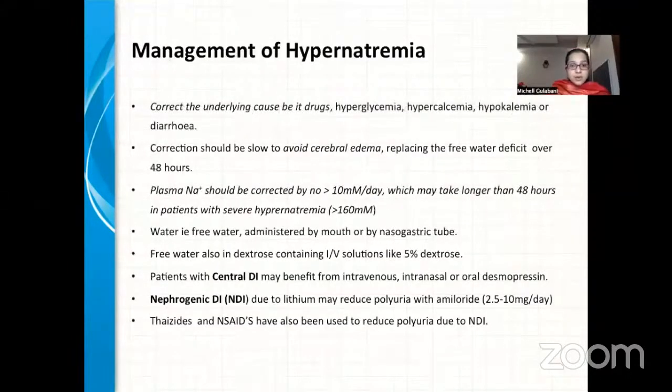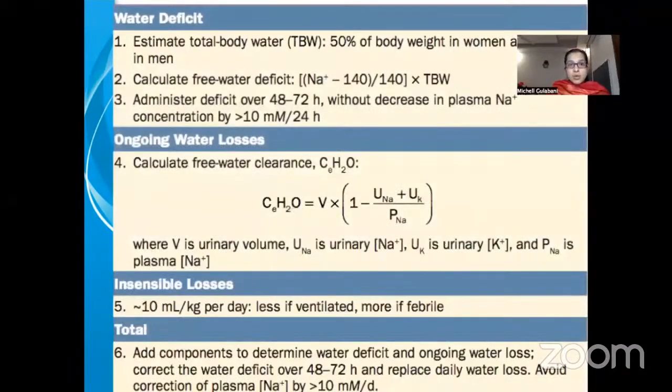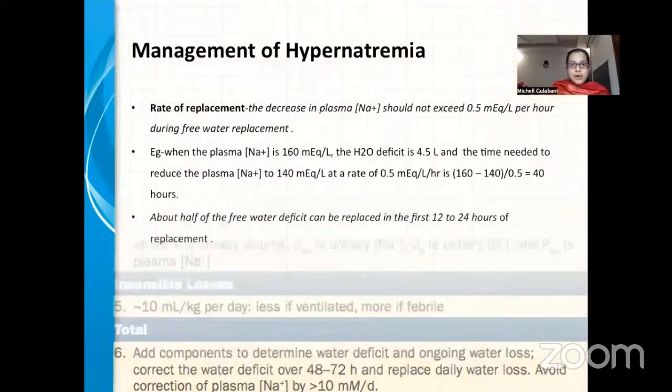Now the management: plasma sodium should be corrected by not more than 10 millimole per day, and it may take longer than 48 hours in patients with severe hypernatremia. So patients with central DI benefit from intravenous, intranasal or oral desmopressin. Nephrogenic diabetes insipidus due to lithium may reduce the polyuria with amiloride. Thiazides and NSAIDs have also been used to reduce polyuria due to nephrogenic DI. So it's important to estimate the total water losses. We see the water deficit by the total body weight formula, ongoing water loss, and insensible losses. Once we calculate the total deficit, we have to replace it.